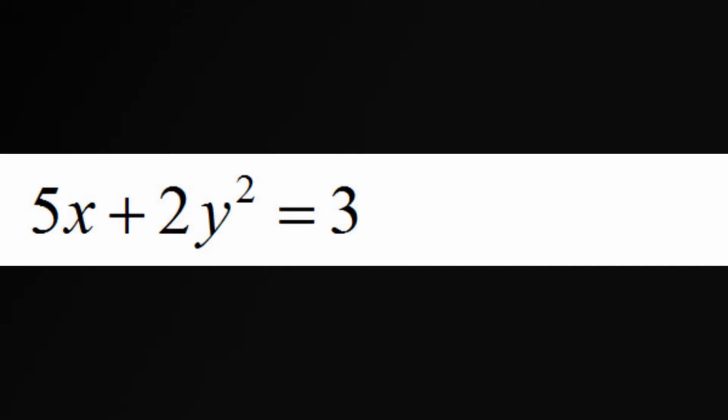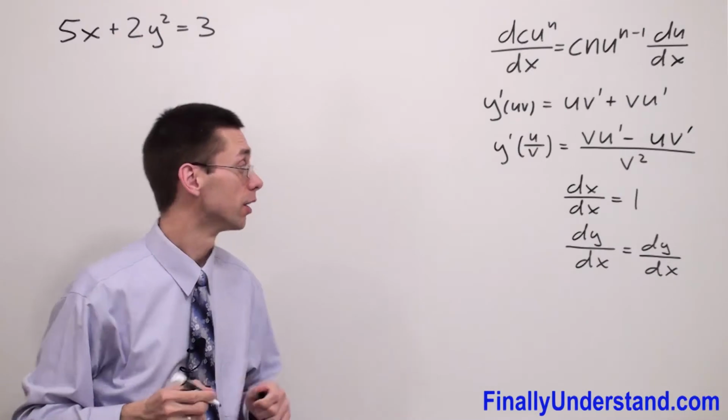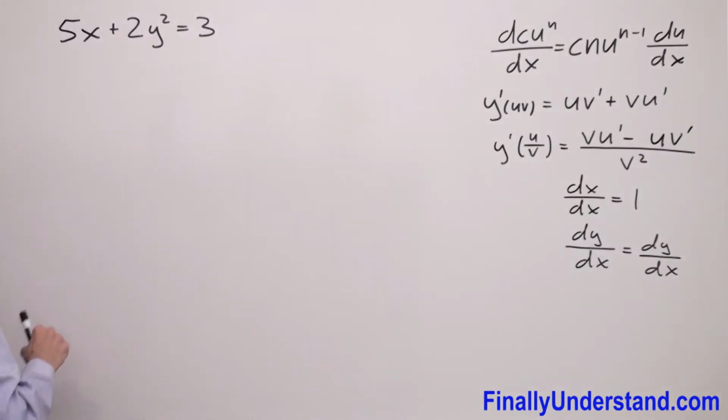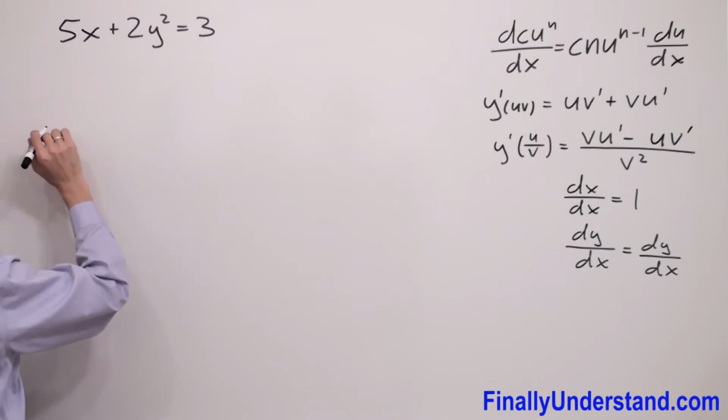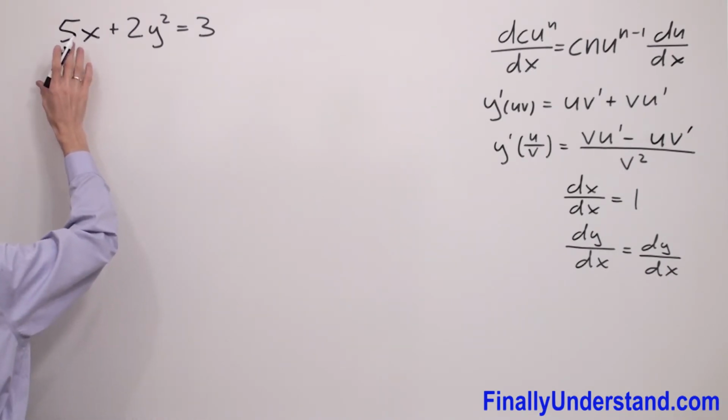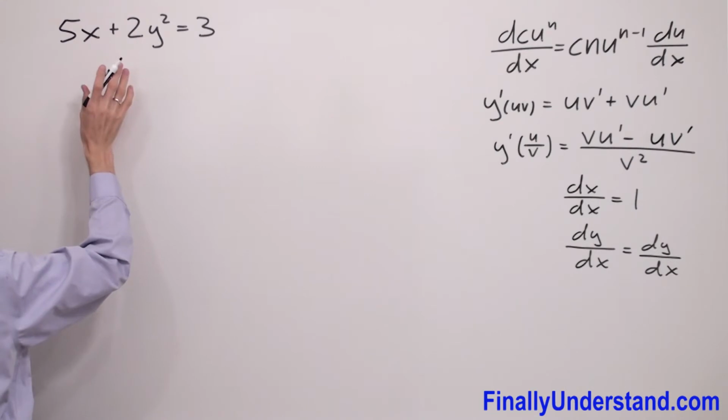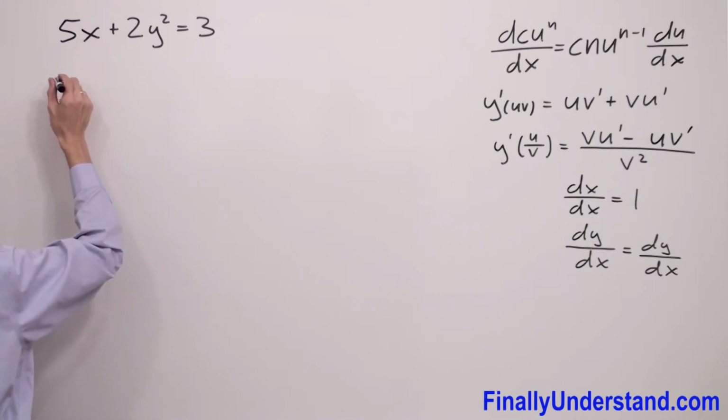Let's take a look at this example. Again, we have an implicit relation on the board. We have to find the derivative of it. So again, we're going to do everything step by step. So I have to find the derivative of every single term of my equation.